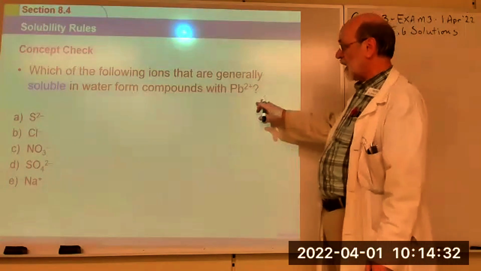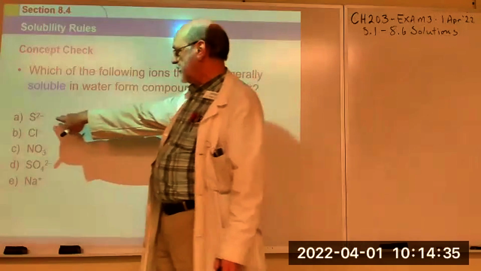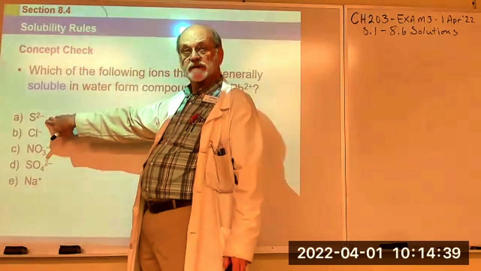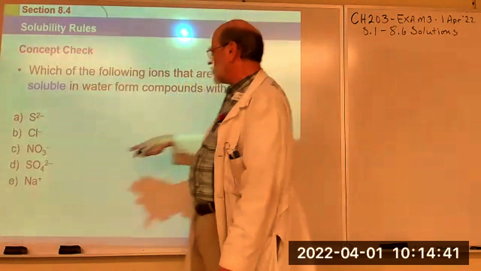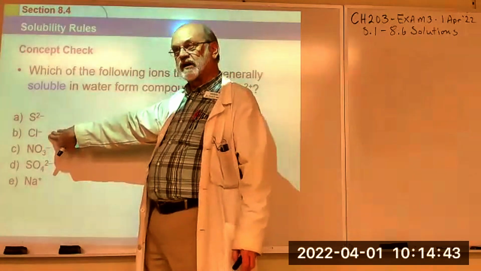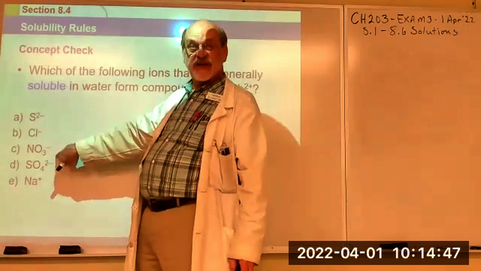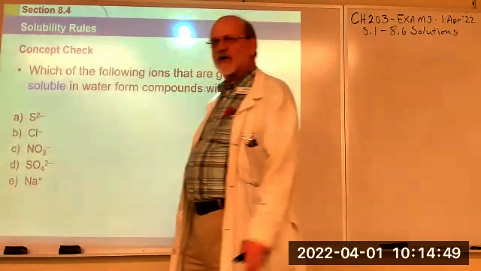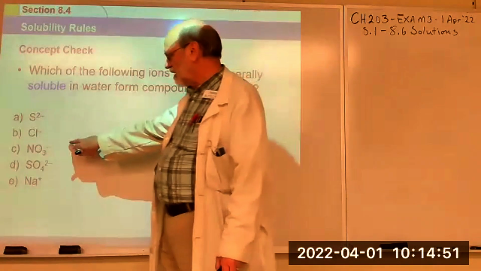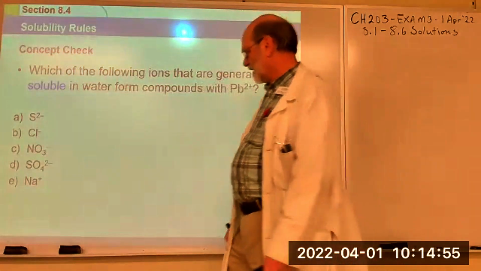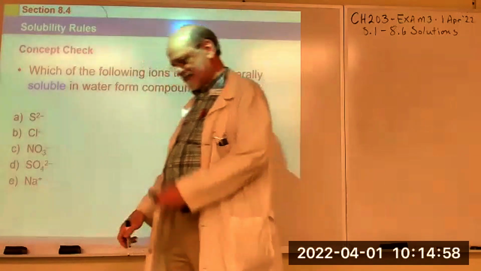So if you do that for sulfide, lead 2 sulfide is insoluble, forms a solid. Lead 2 chloride, that's insoluble. Lead 2 nitrate, soluble. All nitrates are soluble. And then sulfate, it's insoluble. And then the last one is a ringer.